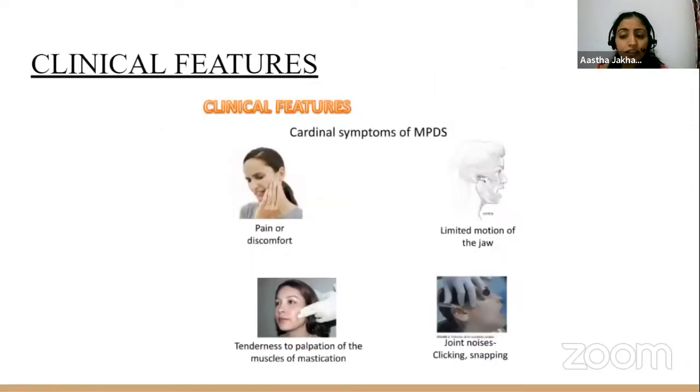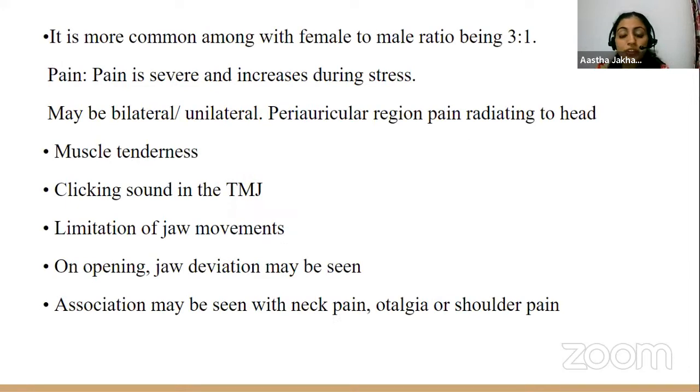Clinical features include the cardinal or classic symptoms like pain or discomfort, limited jaw movement, tenderness of the muscle when we palpate the muscle, and there could be joint noises like clicking and snapping. Other common features: it is more common in females compared to males with a ratio of 3:1. Pain increases during the time of stress. It could be bilateral or unilateral. There is tenderness of the muscle. Pain may migrate to areas of the head, shoulder, or even the ear and the neck region. There is deviation of the jaw on opening, limitation of jaw movement, and clicking sounds.